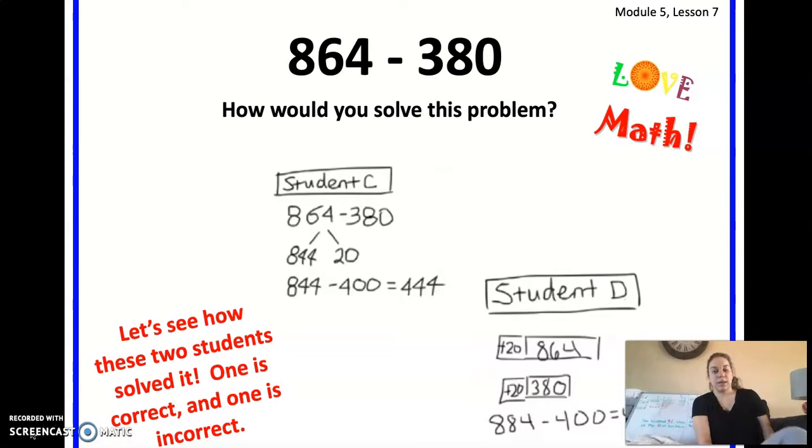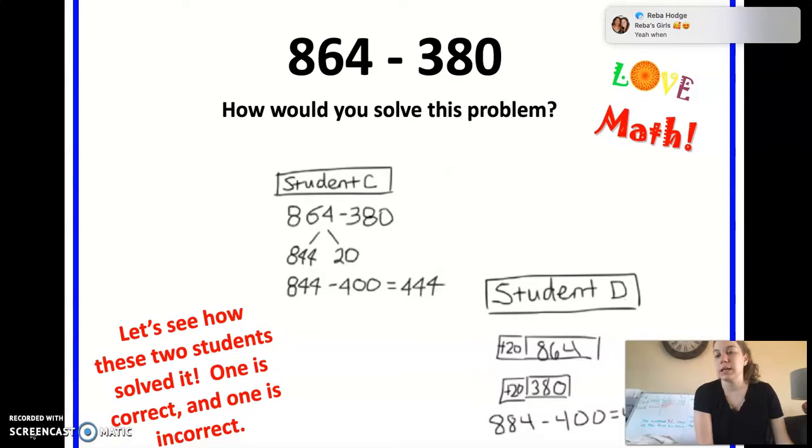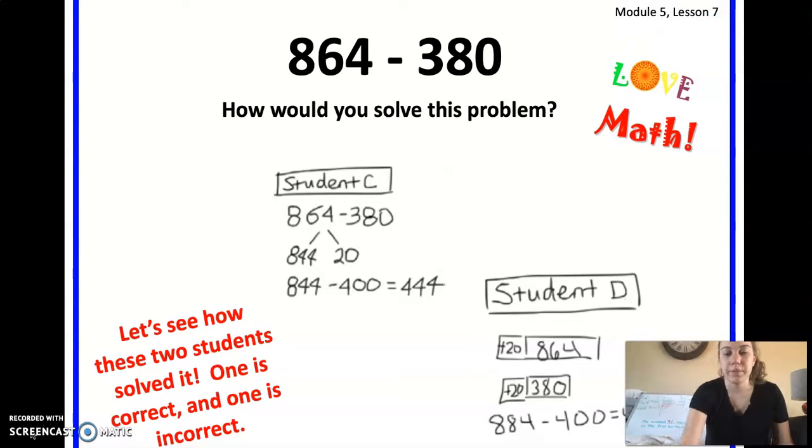So student D, they added 20 to both numbers. They knew when they added 20 to both, it doesn't change the difference or how much is in between them. So it won't change what your answer is. So 884 minus 400 is 484.